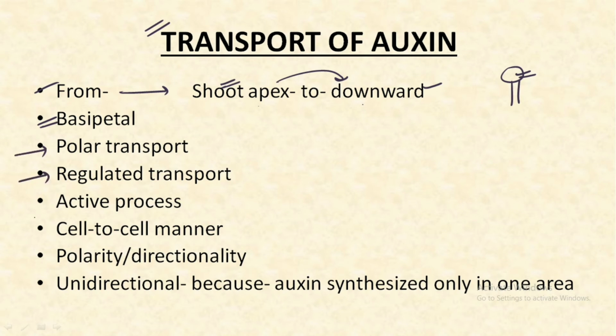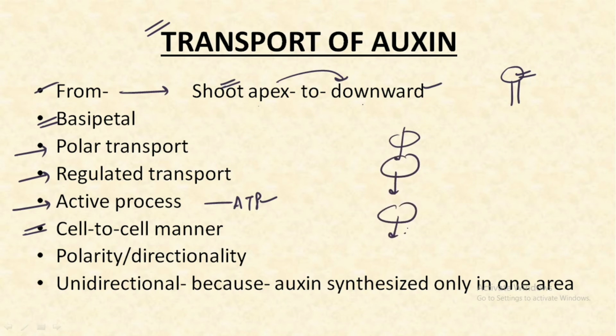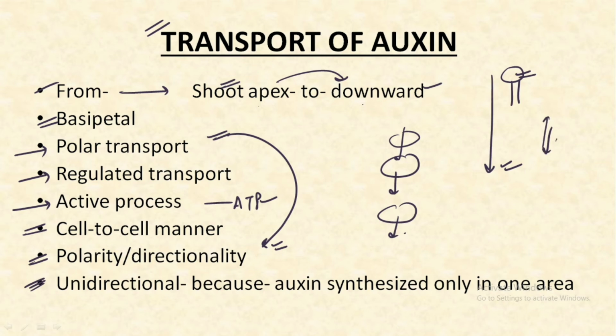It is a regulated transport, an active process, that is ATP is used in this process. The transportation occurs in a cell to cell manner, that is the transportation occurs from one cell to the next cell, and this relay race continues. Then there occurs a polarity or a directionality. Why? Because it is a type of polar transport, so there must be a directionality, and that direction is from the shoot tip towards the down area. The last point is that it is unidirectional, that is there does not occur bidirectional transport. The unidirectional transport occurs in case of auxin because auxin is synthesized only in one area.